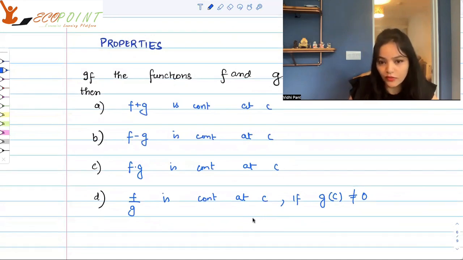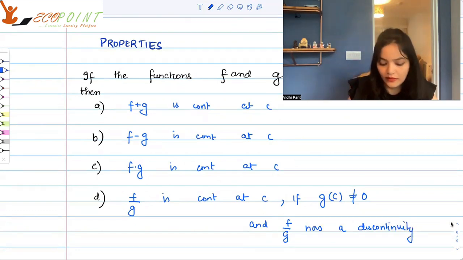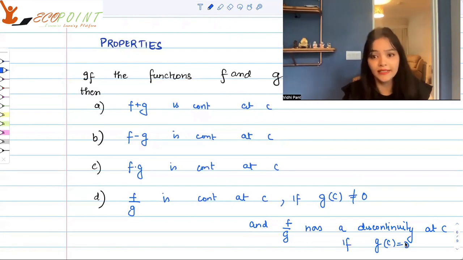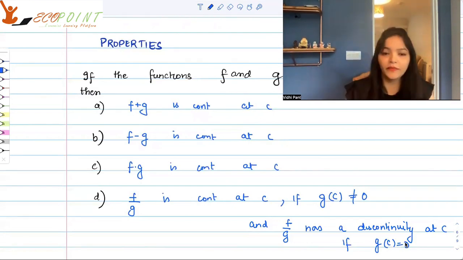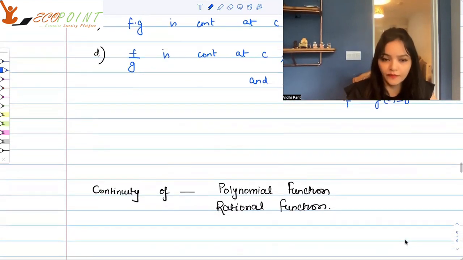And you can also say that f by g has a discontinuity at c if g(c) is equal to 0. The moment your denominator is 0, you will get a point of discontinuity there. So these are the properties associated with two continuous functions.